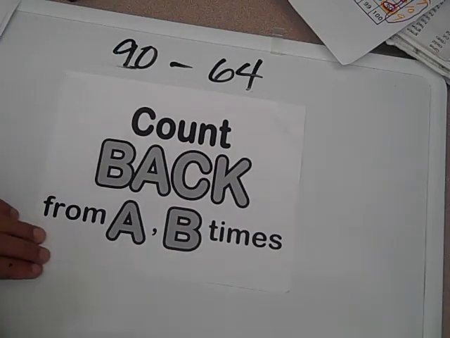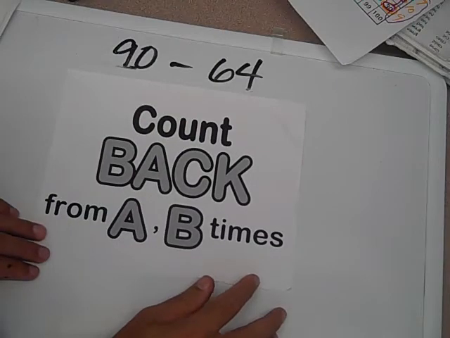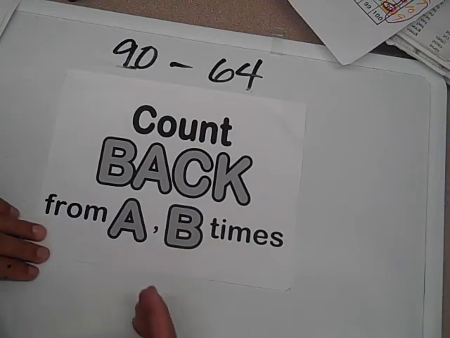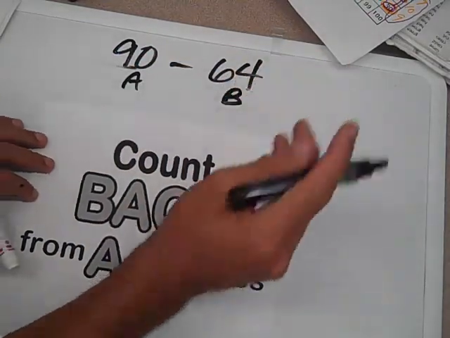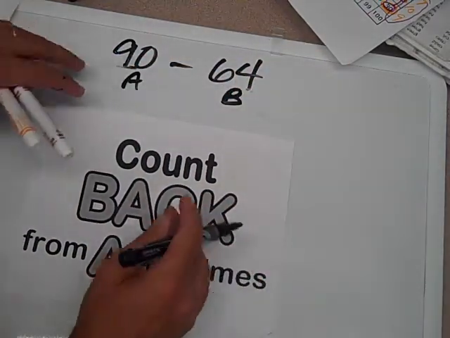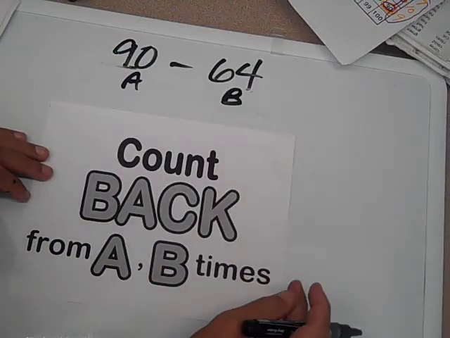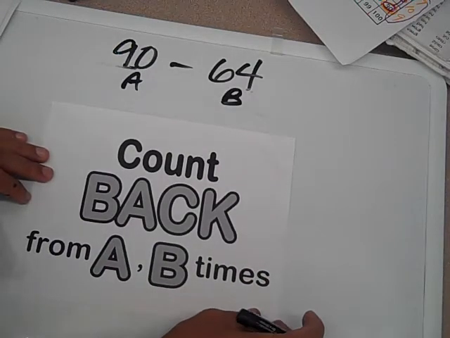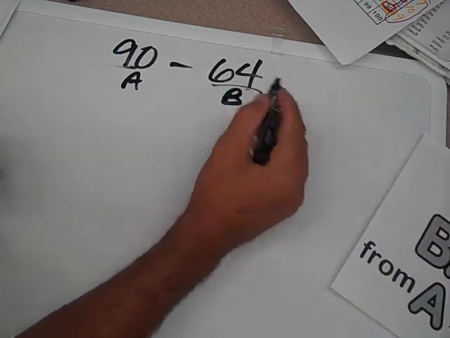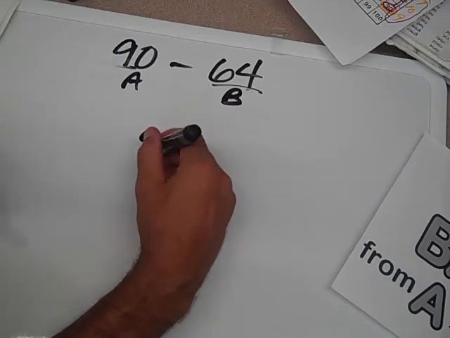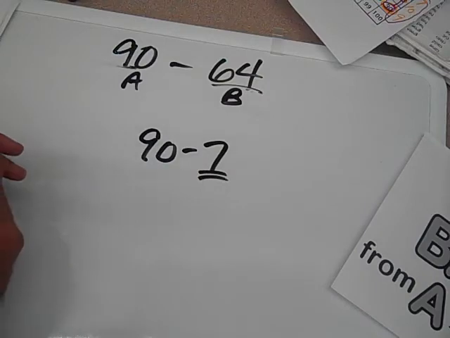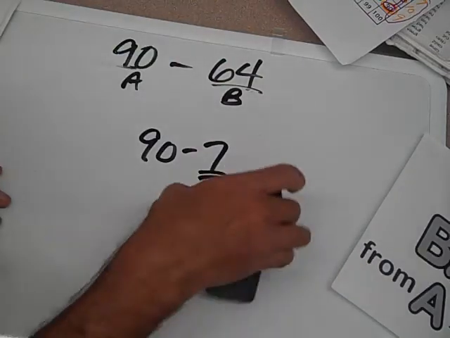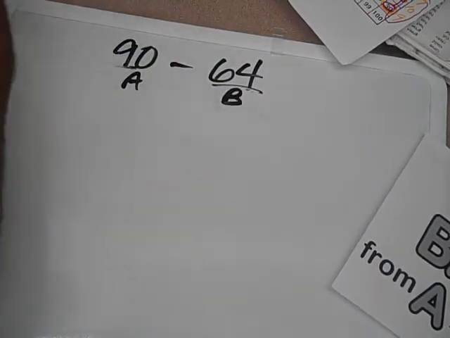A third subtraction strategy we use in my class is counting back from A, B times, which means in this example the idea would be to count back, starting at 90, count back 64 times. Now that seems like a long way to count back 64 times. This one makes sense if maybe the problem is 90 minus 7. It seems easier to count back 7 times. All right, so it exists as an easier solution.